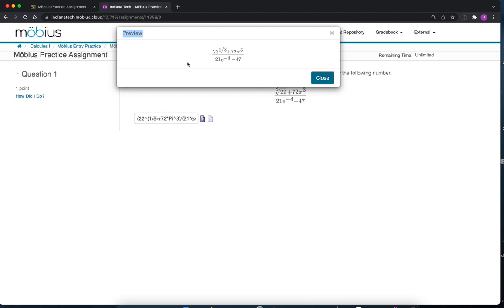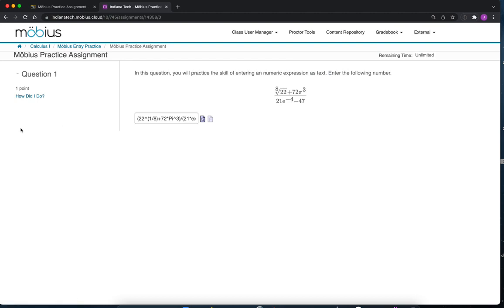So that looks good. What's also going to be available on all your homework assignments is this How Did I Do button. The How Did I Do button will essentially give you immediate feedback to say, yep, what you've entered is correct or not. So in this case, if I do How Did I Do, it gives me a nice green check mark, so everything is good.